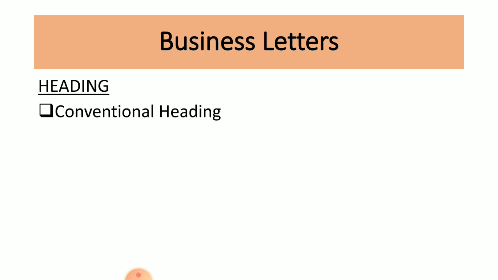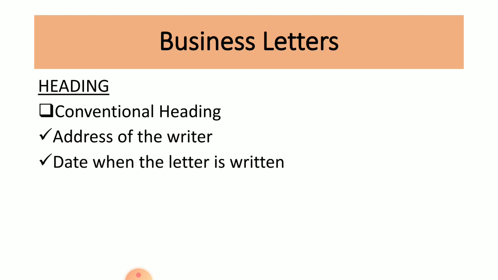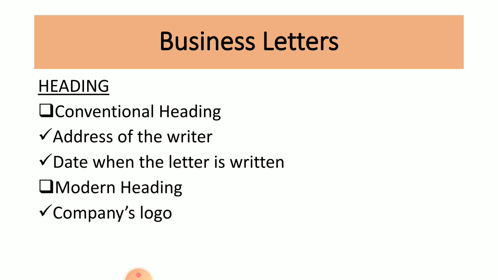Under conventional heading, it includes the address of the writer and the date when the letter is written. On the other hand, the modern heading uses the company's stationery which bears the company's logo, the company's address, and the company's telephone number and other information. The date when the letter is written is simply indicated.